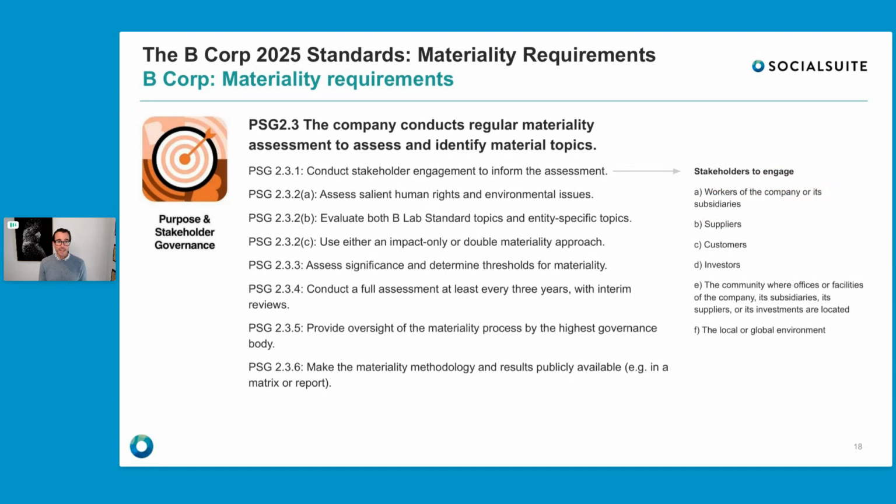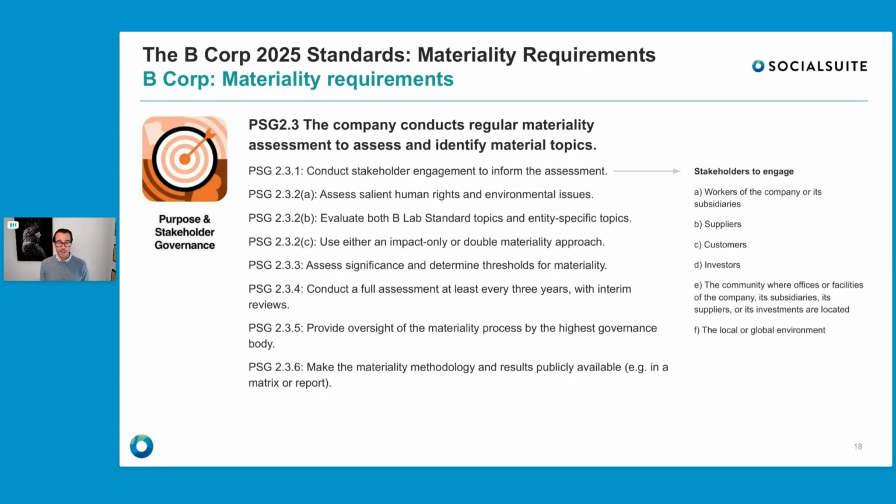So if we drill down then on 2.3, which is about that materiality assessment, we'll see there are a number of criteria. And these are the things you'll have to make sure that you're doing your materiality assessment to make sure it is compliant with this process that B Lab outlines here for you. The first one is stakeholder engagement. You need to run a stakeholder engagement process to inform the assessment.